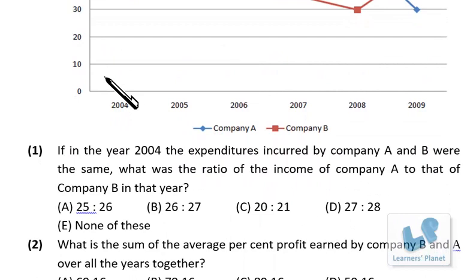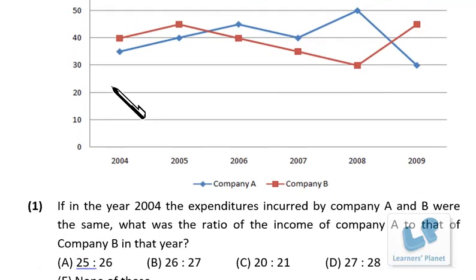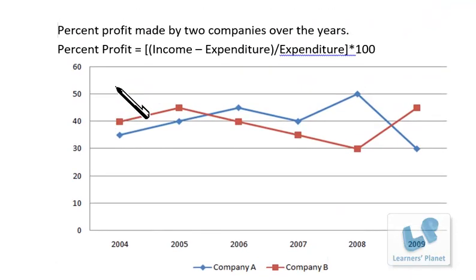If in the year 2004 the expenditure incurred by company A and B were the same, what was the ratio of income of company A to that of company B in that year?